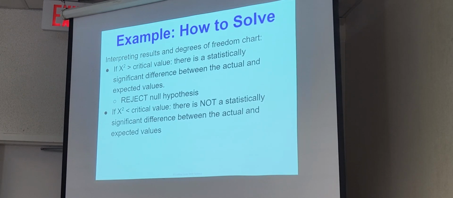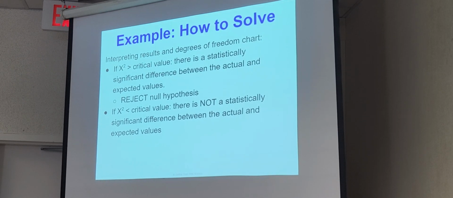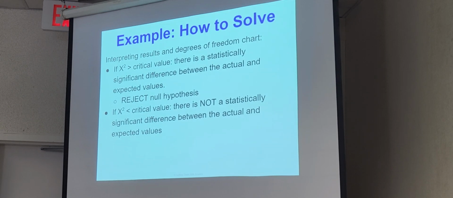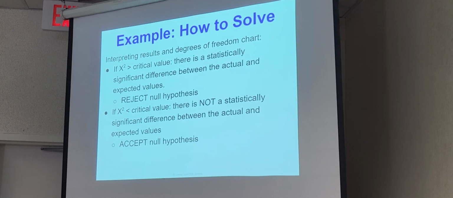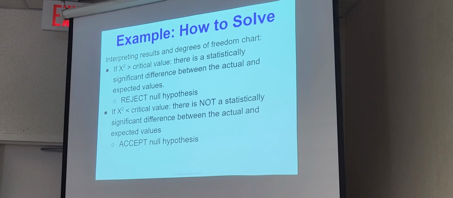If the chi-square is less than the critical value, there is not a statistically different observation from what we expected. And you accept the null hypothesis that says, all right, my number isn't exactly 75, but it's close enough. And then you will accept the null hypothesis. These numbers are good enough. I have confidence in what I observed and what I expected.